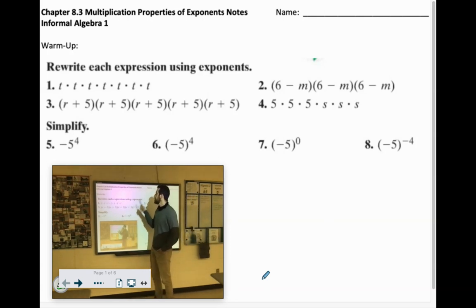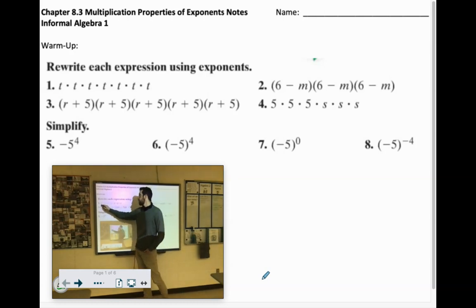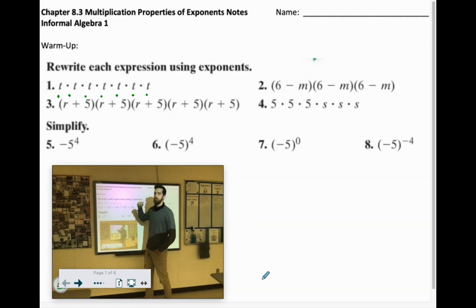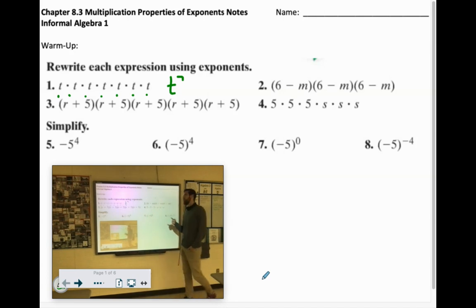T times T times T times T times T times T times 2, obviously. Now, look how many T's there are. 1, 2, 3, 4, 5, 6, 7. If you're multiplying something by itself 7 times, you would write that to the 7th power, T to the 7th.